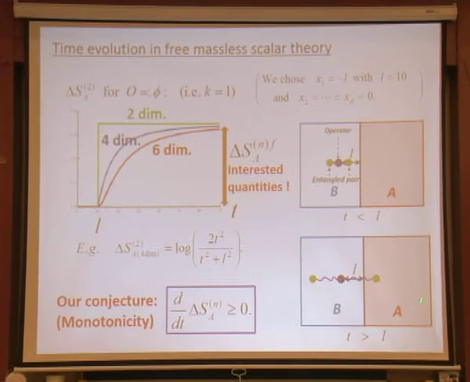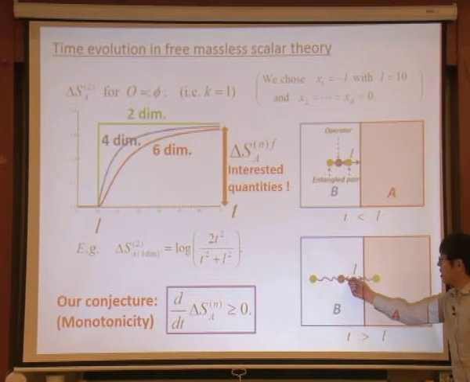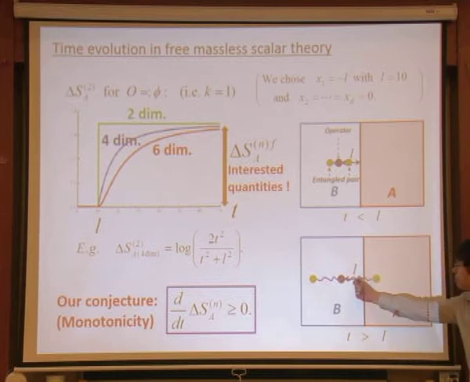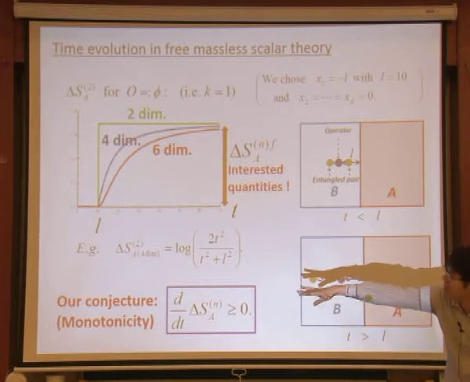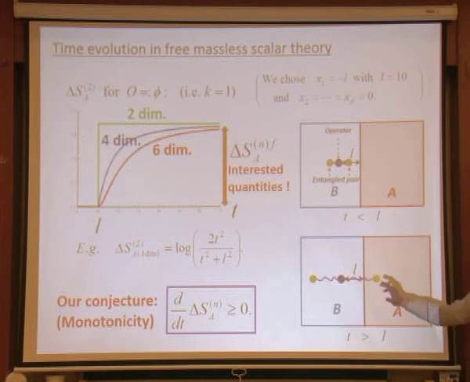Also from this picture, once one of the pair gets into this region A, A and B are right opposite, but just forget about it because it's SA and SB. So once one of the pair reaches, it never goes back. In that sense, this monotonicity is quite natural. Even though we only confirmed this conjecture in free field theory, we probably expect this is true in strongly coupled theory. Maybe holography is quite interesting to look at.